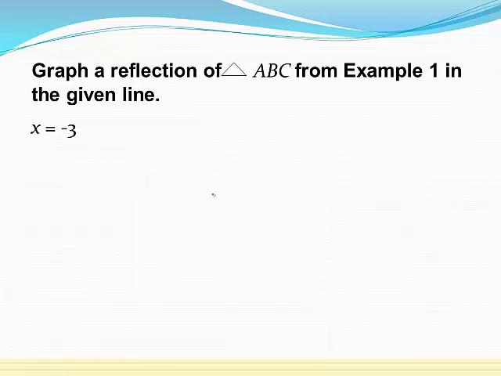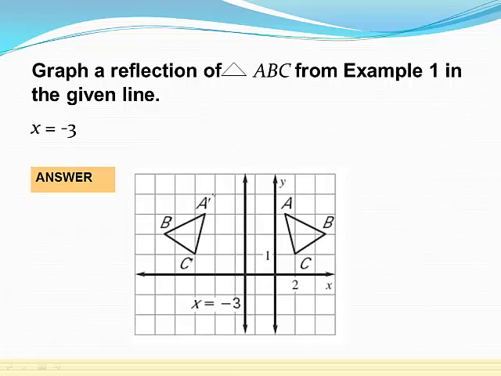Okay, what if I were to ask you to graph a reflection of triangle ABC in the given line x equals negative 3? Now x equals negative 3 is a vertical line. It's up and down. So what you have to do is graph the vertical line, and using the points from the previous example, graph those and then reflect it. I went by 2's in this case, just because sometimes when you change the scale, you can actually fit it on the graph.